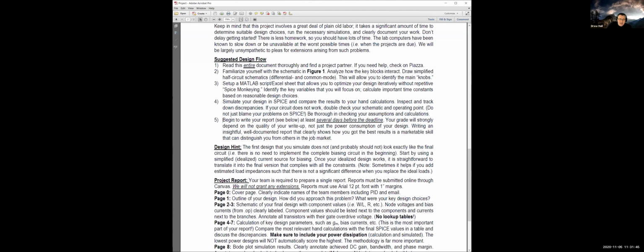All right, and then the last comment here: you have to write a report. You have to communicate to us what you did, and I would suggest starting this several days before the deadline. Your grade will depend partially on how good your design is, i.e. the power consumption, but more importantly, that you understand the design and that you can explain and document all of the various different aspects of this.